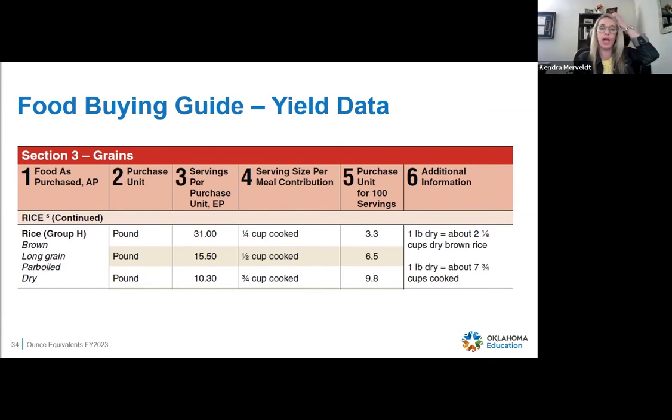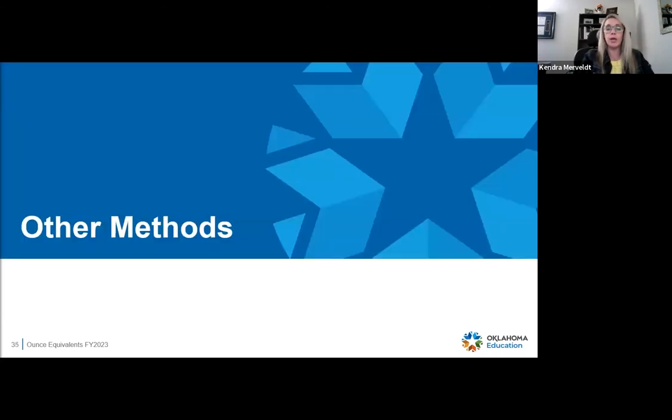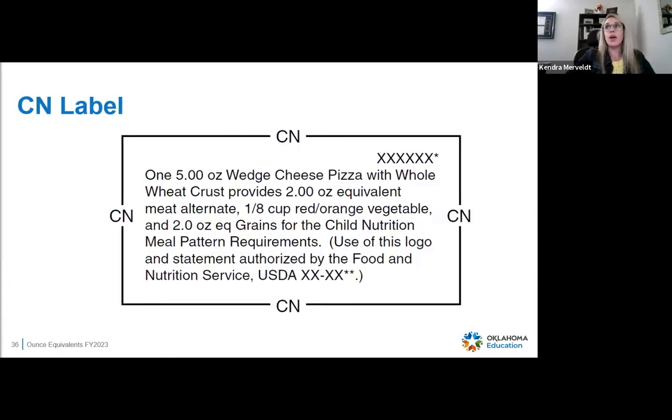There have been some people who, after this, like me to go by and explain things like rice and pasta and noodles, how to look at that while also using the grains chart to know how much to prepare, because it helps you know how much you need to open up or to purchase. So other methods of looking at ounce equivalent is if you have any CN labels.